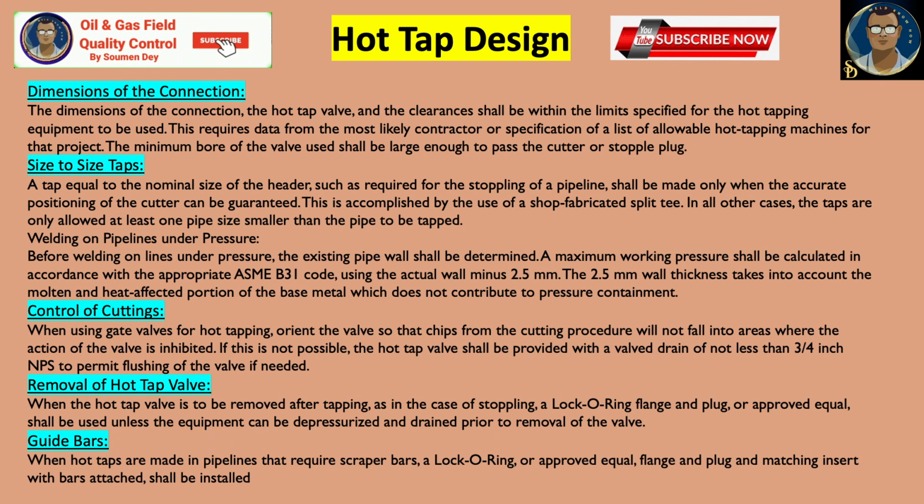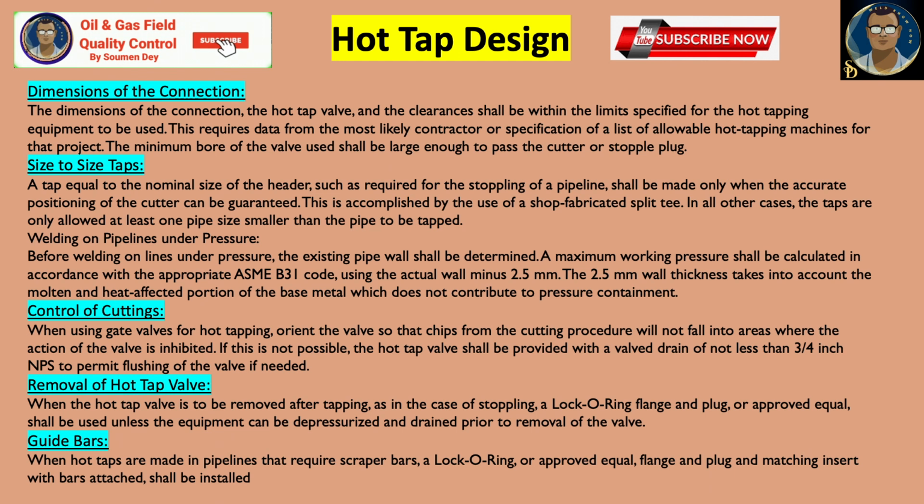Control of cutting. When using gate valves for hot tapping, orient the valve so that chips from the cutting procedure will not fall into the areas where actions of the valve is inhibited. If this is not possible, the hot tap valve shall be provided with a valve drain not less than 3/4 inch NPS to permit flushing of the valve if needed.